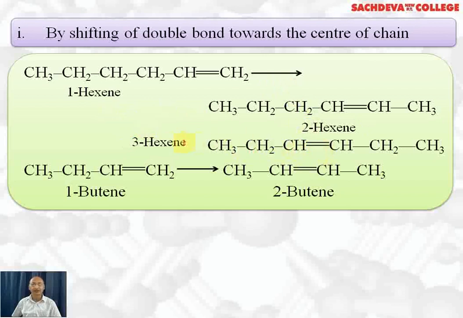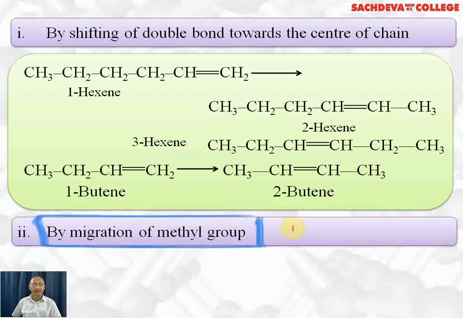3-hexene is more stable because it is symmetrical and has maximum alkyl groups. 2-hexene is also more stable than 1-hexene. So here the less stable alkene changes to more stable alkenes by isomerization reaction. 1-butene when heated with AlCl3 results in the formation of 2-butene. Why 2-butene? Because 2-butene is more stable, it is more alkyl substituted.